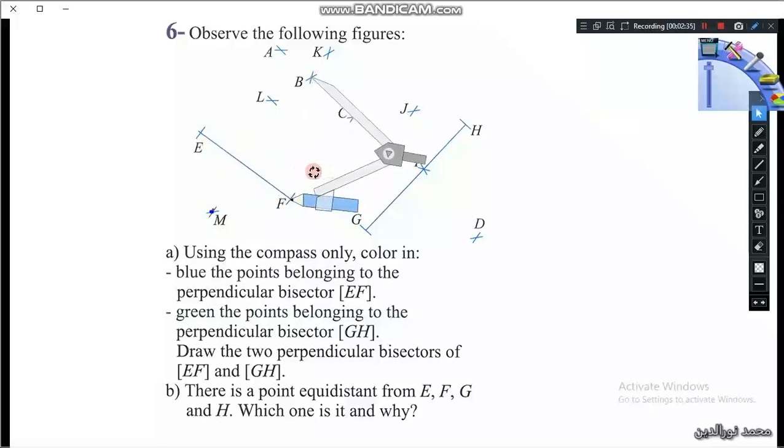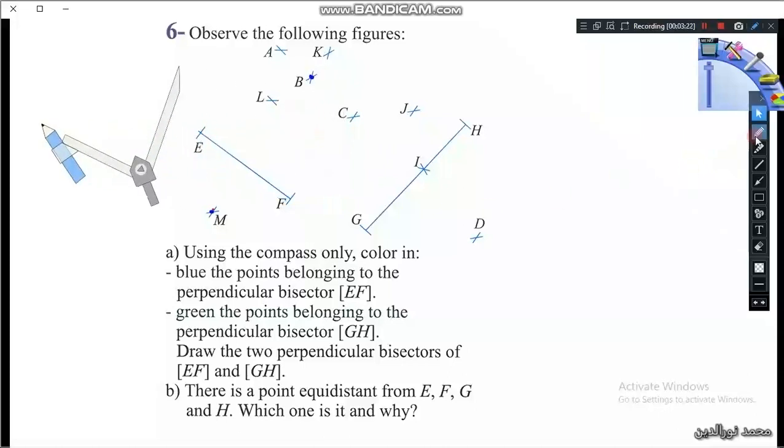as we see BF equal BE, so B is equidistant from the extremities E and F, so B belongs to the perpendicular bisector of the segment EF, so كمان we color B in blue. And then let's try the point K. We open the compass from K to F. This is the distance KF and as you see it's the same distance KE, so KF and KE are the same, so K is equidistant from E and F, so K belongs to the perpendicular bisector.